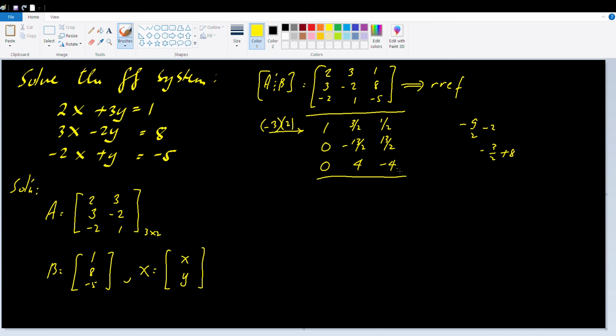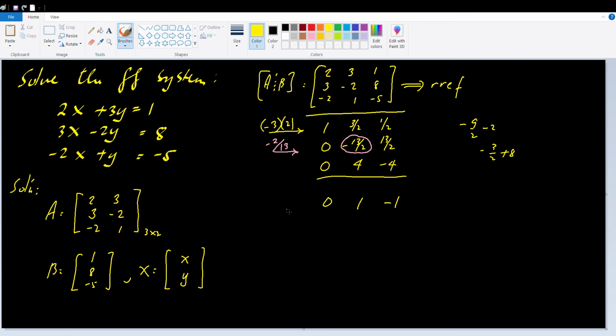Okay? Next, we have to change this into a 1. So we will multiply it by negative 2 over 13. So 0 times negative 2 over 13 is 0. Negative 2 over 13 times negative 13 over 2, of course, is 1. And negative 2 over 13 times 13 over 2 is negative 1.